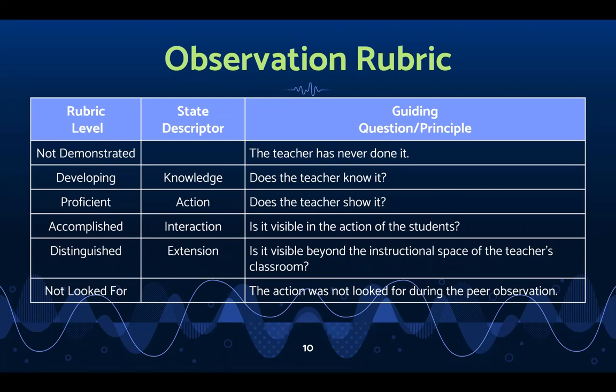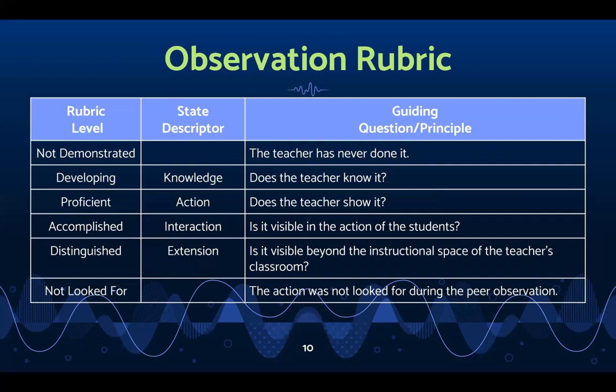Developing equates to knowledge. Does the teacher know what is described in the element? Proficient is action. Is the teacher showing what is described in the element descriptor? Accomplished is interaction. Is there evidence of student learning of what is described in the element descriptor? And last, distinguished shows extension. Is the teacher impacting teachers and students outside his or her classroom?